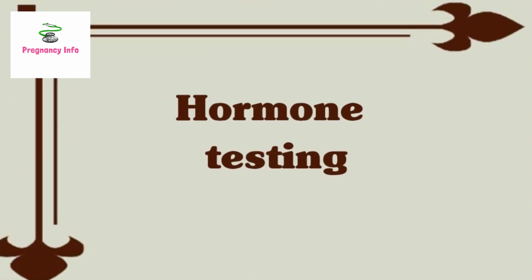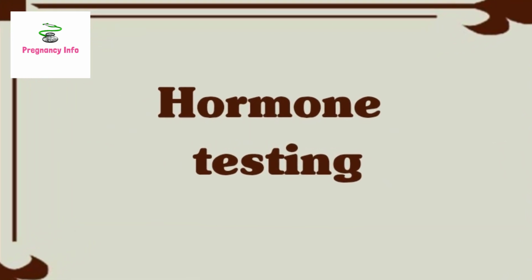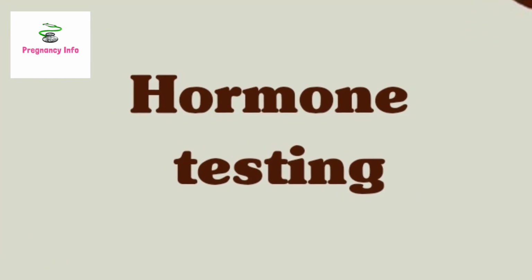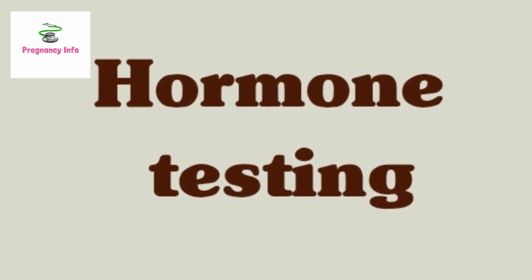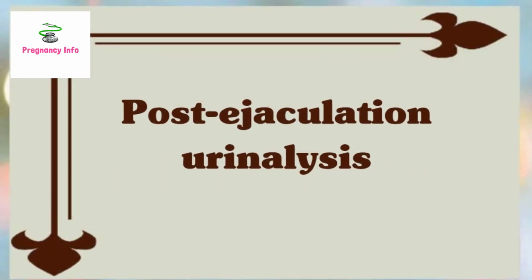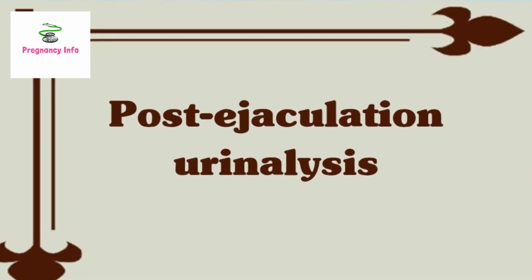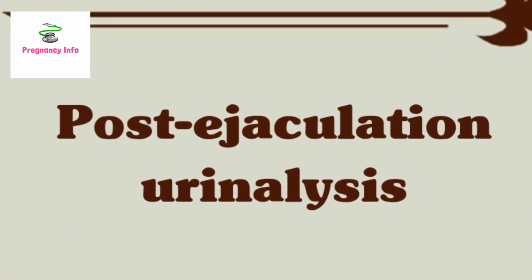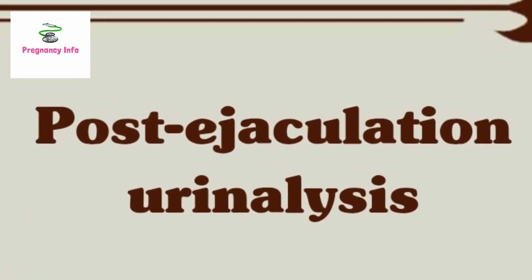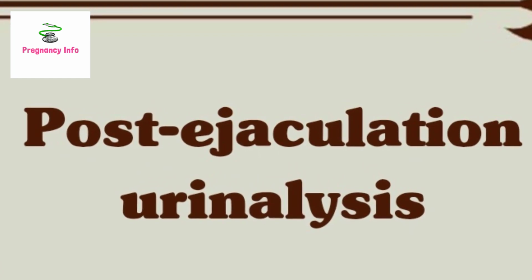Hormone testing. Your doctor might recommend a blood test to determine the level of hormones produced by the pituitary gland and testicles, which play a key role in sexual development and sperm production. Post-ejaculation urine analysis. Sperm in your urine can indicate your sperm are traveling backward into the bladder instead of out the penis during ejaculation.